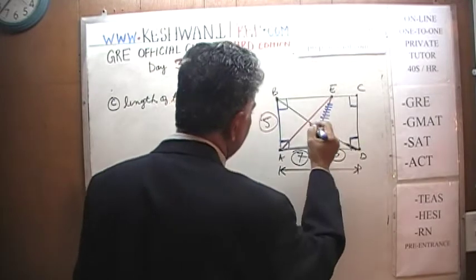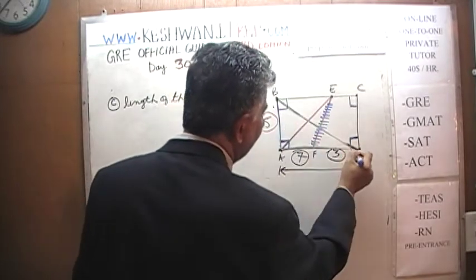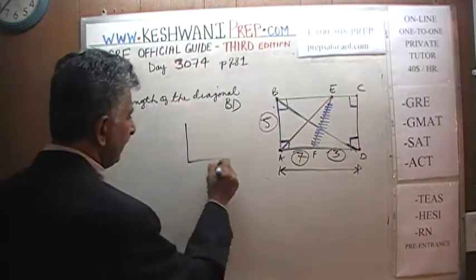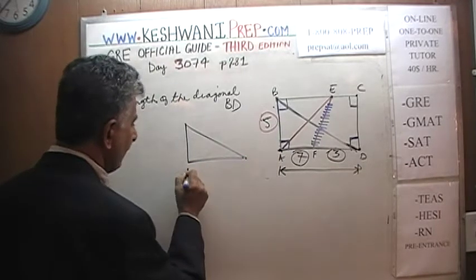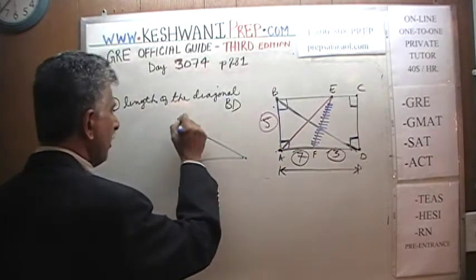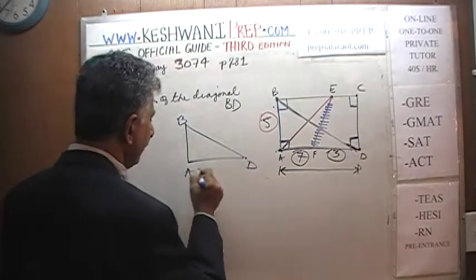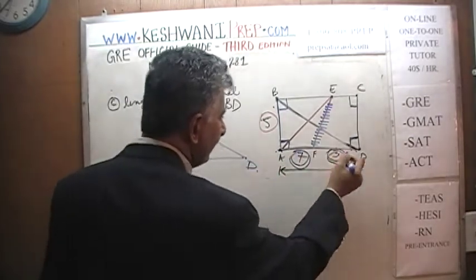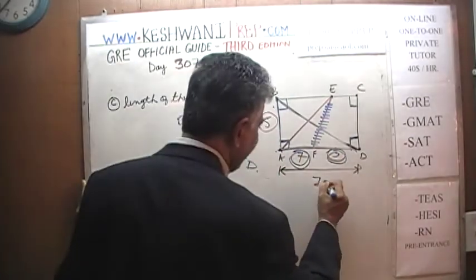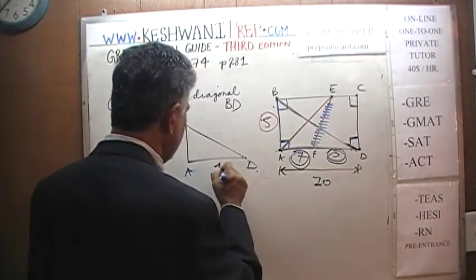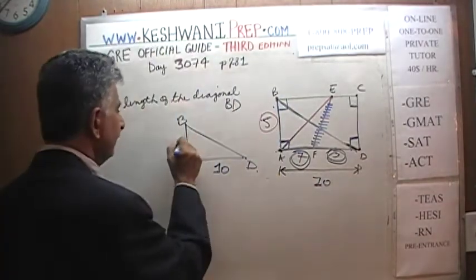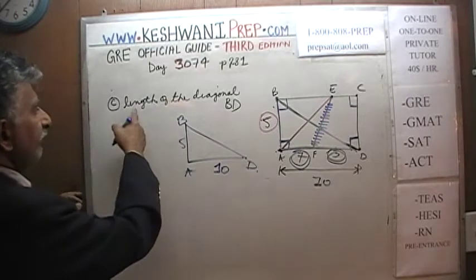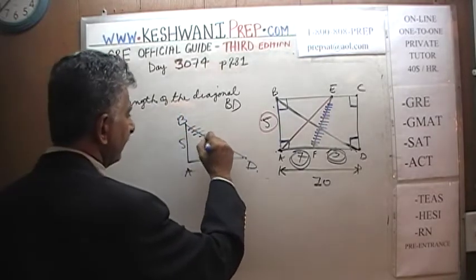BD, ABD, is a right angle triangle. Let's redraw it. ABD. A, B, and D. A to D, we just have it, 7 plus 3. A to D is 10. And we know A to B is 5. And we are interested in finding the length of this diagonal right here.